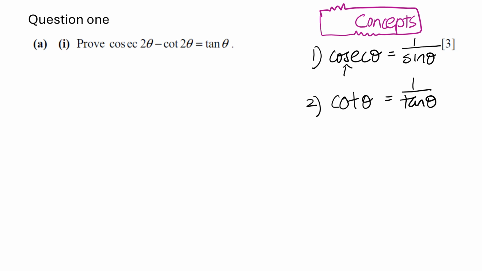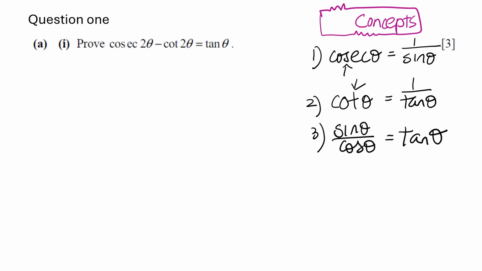Right, the second concept will involve cotangent theta. If you look at the third letter, it is the letter T. So T is the first letter of the trigo function tangent. So it's 1 over tangent theta. And what other concepts are involved here?